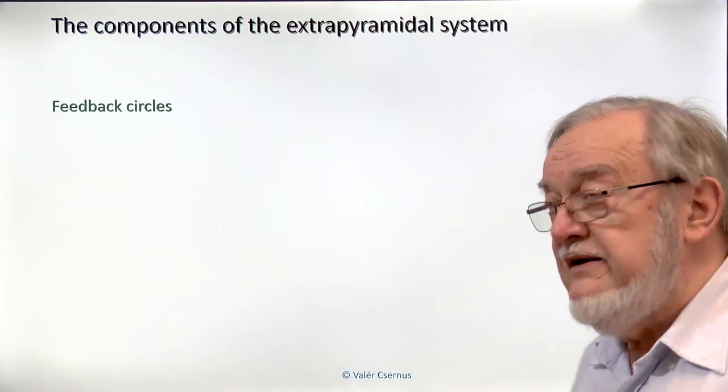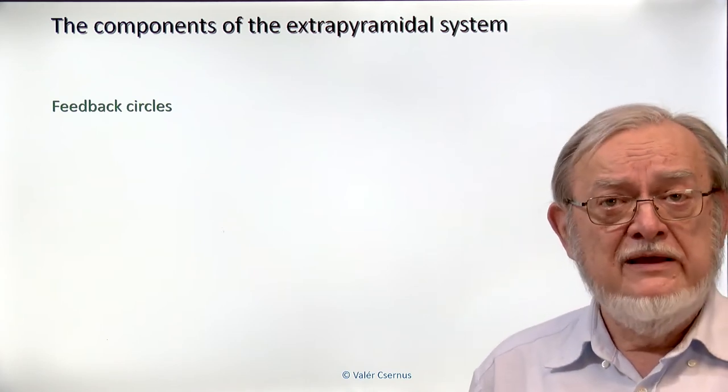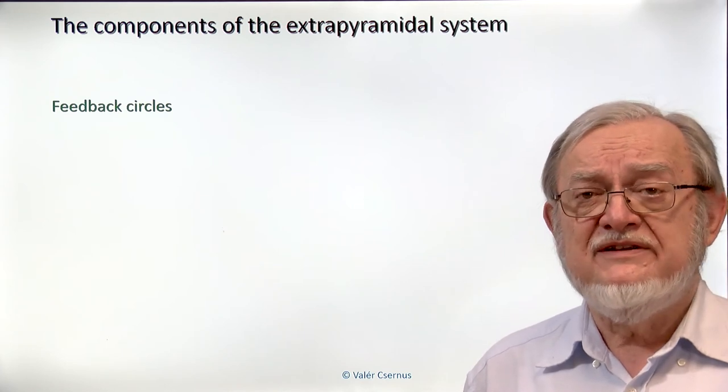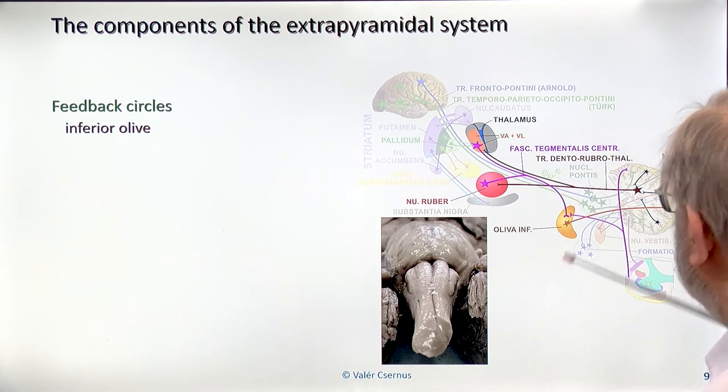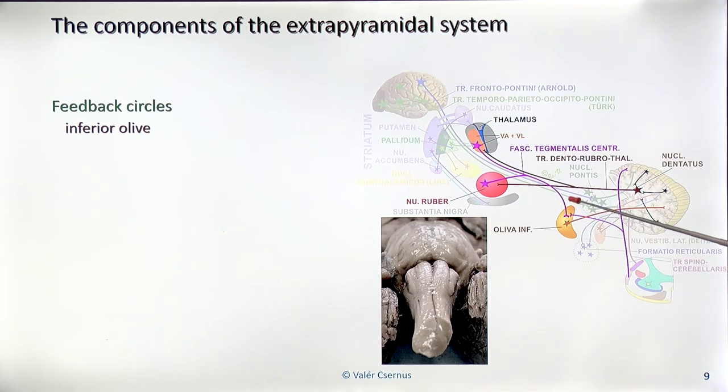To carry out the task in a proper way, we need additional things, internal feedback of the system. How does it happen? One of them is the inferior olive, which I haven't talked about yet. This is a very important component of the system, but it's not directly connected to any of the raw information. The only information it gets is the output of the cerebellum.